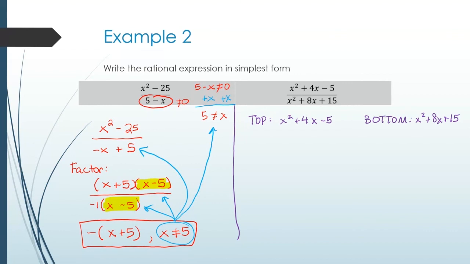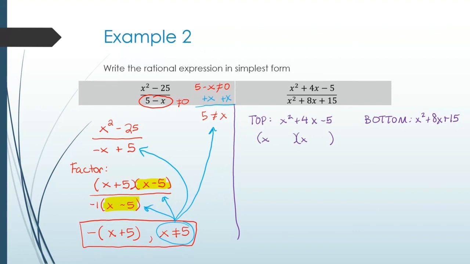So for the top here, I've got x squared plus 4x minus 5. So I know that I have to have an x times an x. I know I have to have two numbers that multiply to -5 and add to 4. Because I'm multiplying to a negative but adding to a positive, I know I have to have opposite signs, because that's the only way to multiply to a negative. And I know the largest number has to be positive because the inside part is positive.